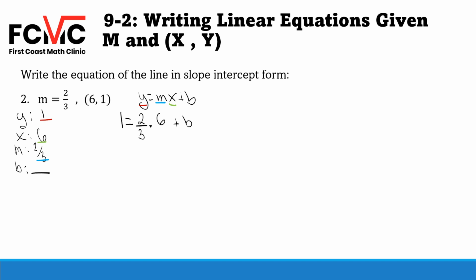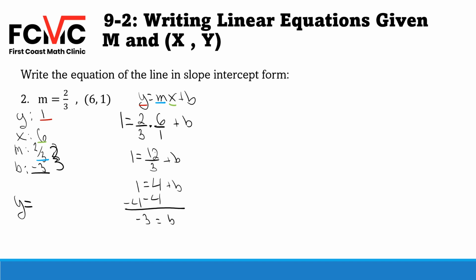So we'll simplify 2/3 times 6, put the 6 over 1, and multiply straight across. I'll get 12 over 3 plus b. 12 divided by 3 is 4 plus b. Subtract 4, and we get b equals -3. And again, we just care about these last two pieces of information. So we're going to get y equals 2/3 x minus 3.